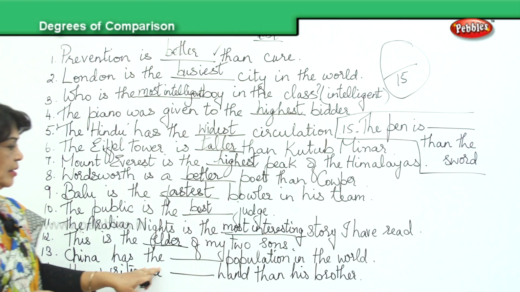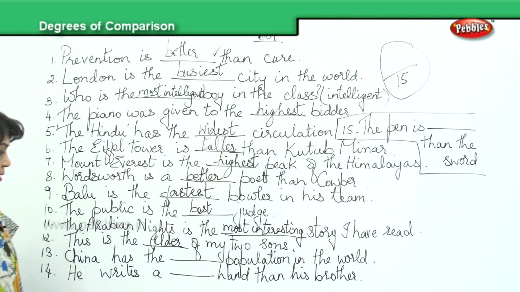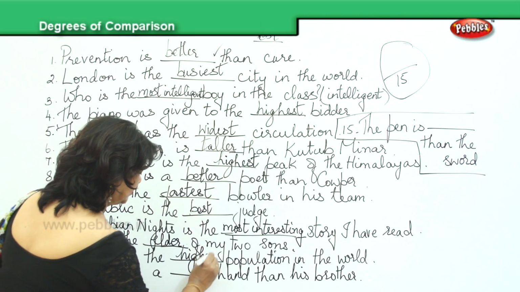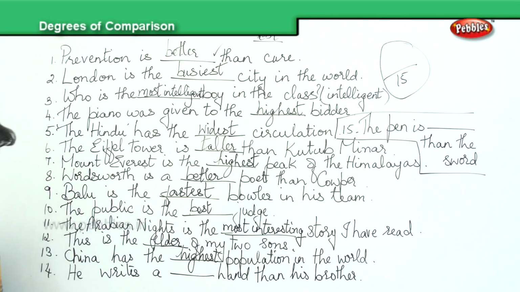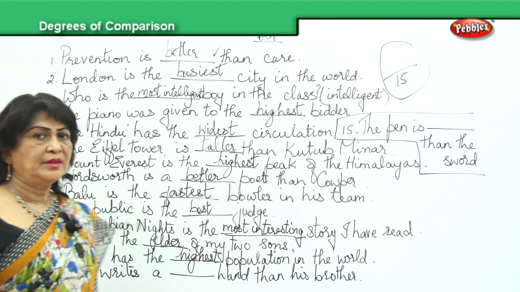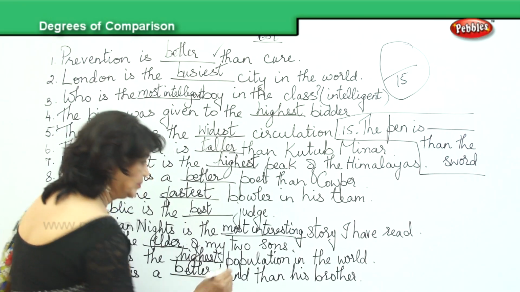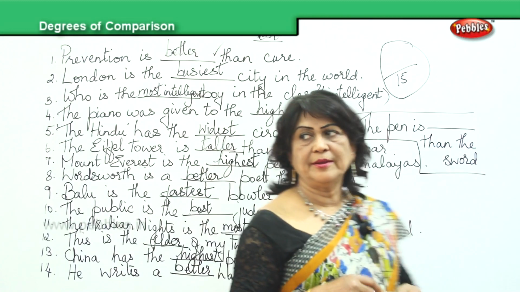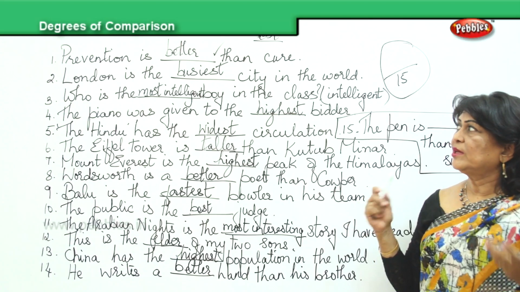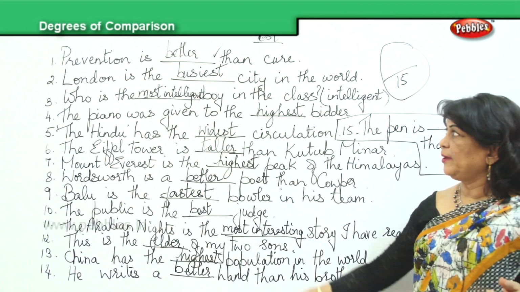China has the dash population in the world. Again here, highest population. He writes a dash hand than his brother. He writes a better hand than his brother. Though we have used the same words again and again, but the context is different. Okay. First one we use better.